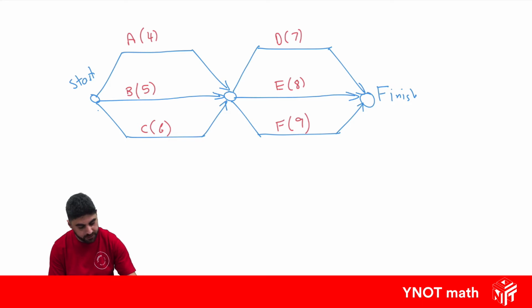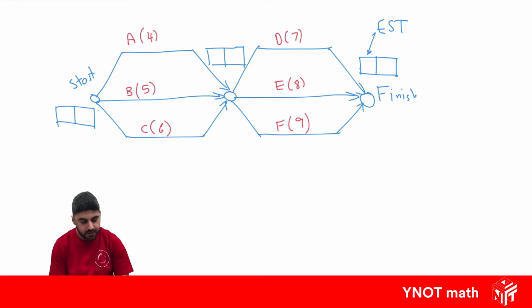wherever there's a vertex, we want to draw a little box with 2 spaces. And the space on the left is where we're going to put our earliest start time. Okay, so EST stands for earliest start time. Now, the earliest start time at the beginning is always 0, because we can't start before we start.